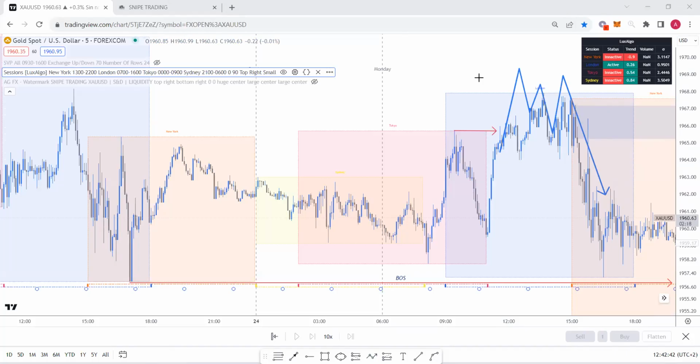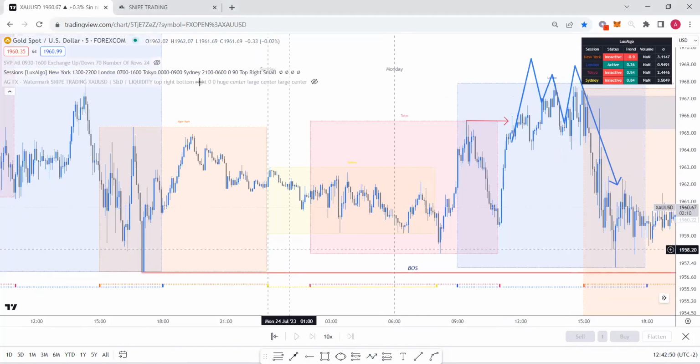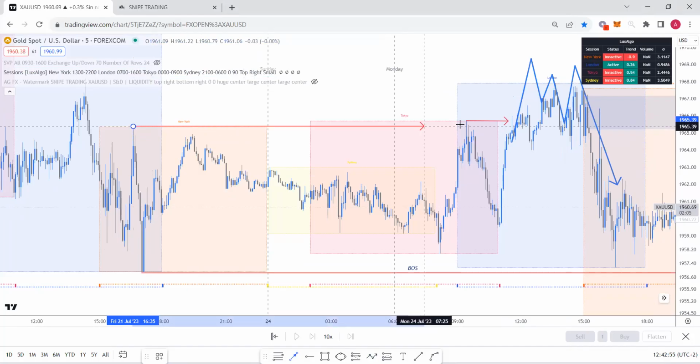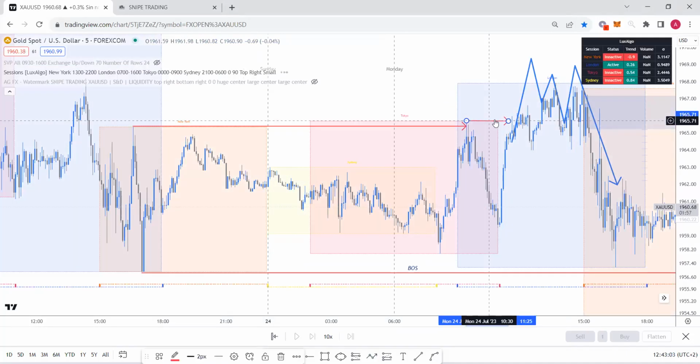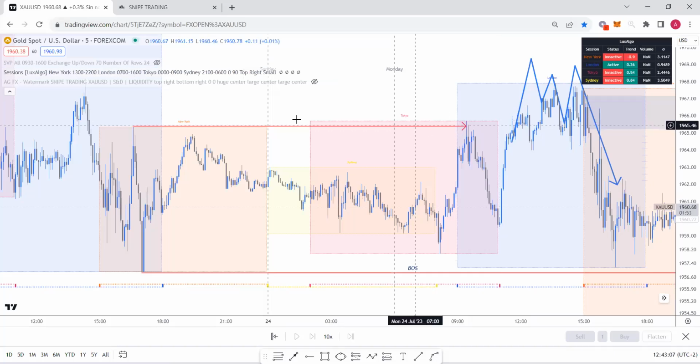Can you use New York and London highs and lows as session liquidity just the way we use Asian? Absolutely. For example, here we have the New York high from the previous day. You see price swept it during yesterday's Asian session, swept the New York high, then gave the setup.